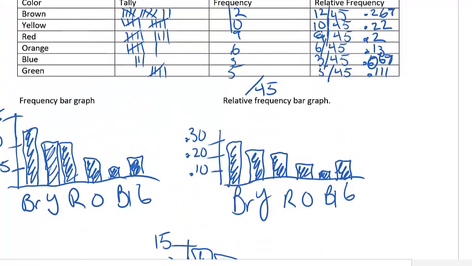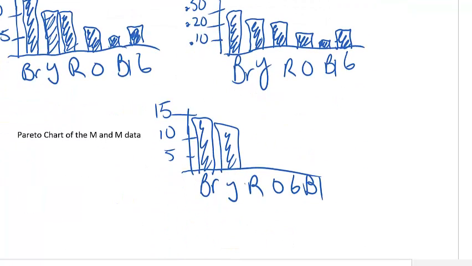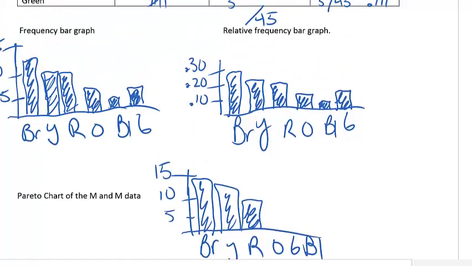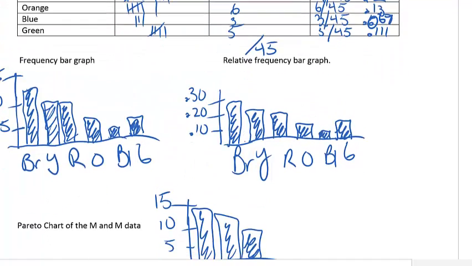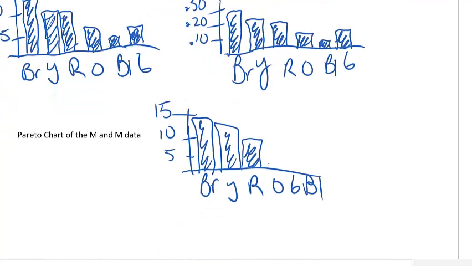I forgot what red was. Red was 9. Orange was 6 and then 5. Okay, so that's really the only significant difference here.